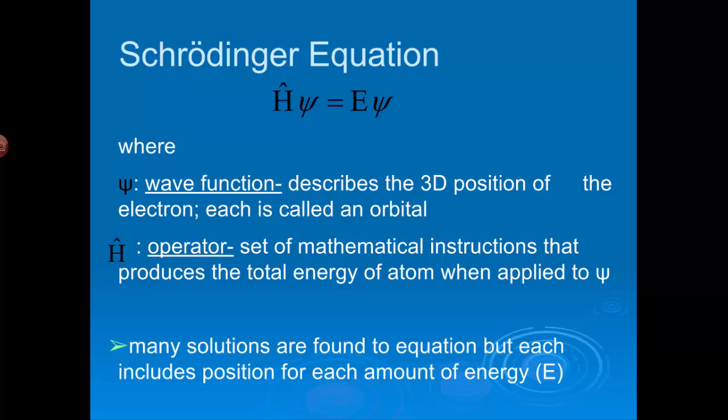Because this equation is so complex, it has many solutions, but every solution of this equation gives information about position, a location for each amount of energy, for each electron with a particular energy. So Schrödinger's equation was a way of figuring out where electrons are going to be based on their energy. Not in orbits like Bohr said, but now in these what are called orbitals, these areas, certain distances from the nucleus, where the waves don't cancel each other.